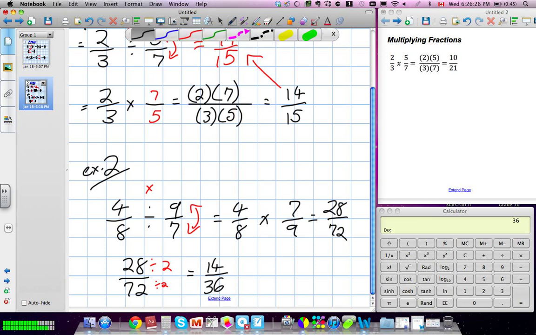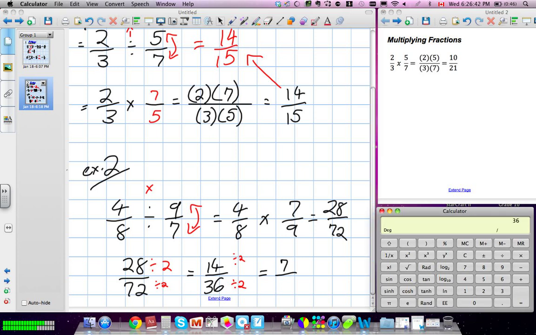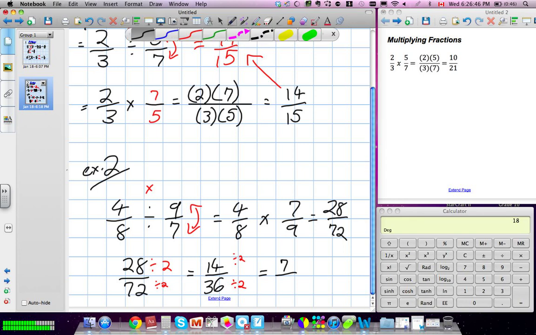So 14 divided by 2? 7. 36 divided by 2? 18. Try it in your head. 13. Okay. So that's our reduced fraction.